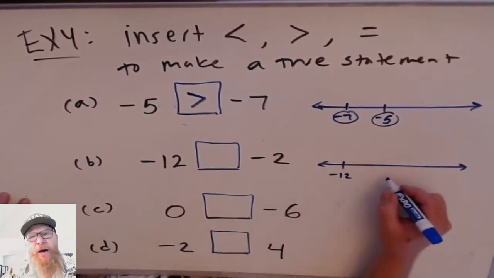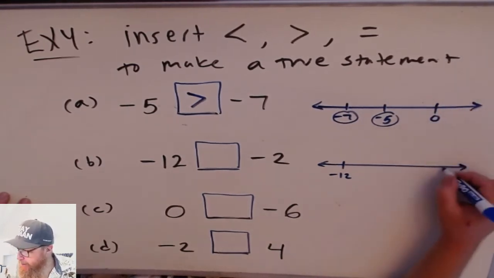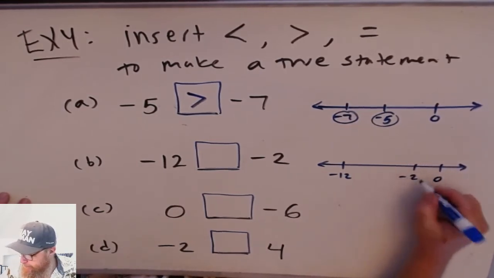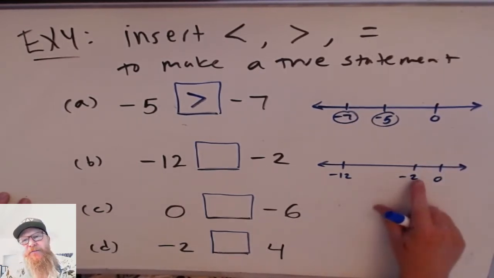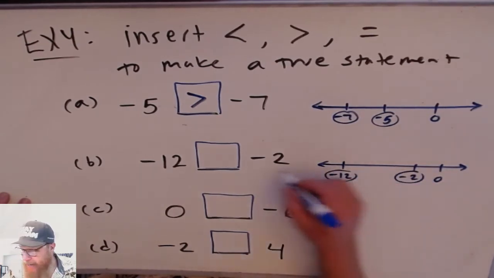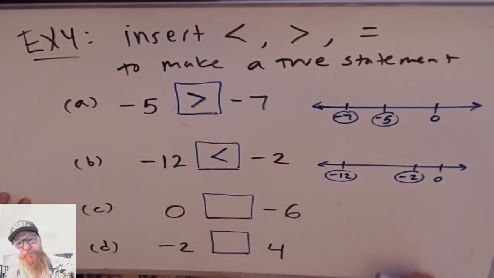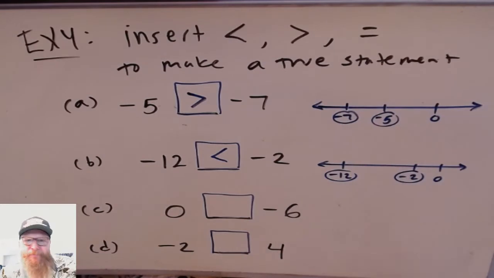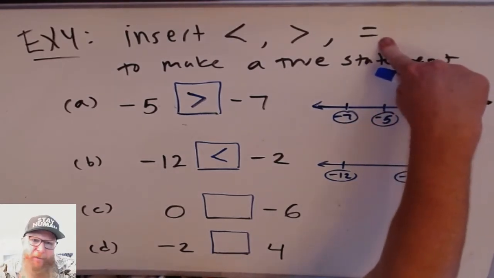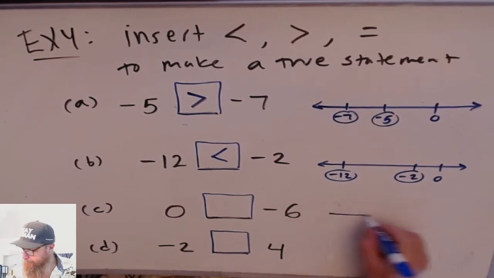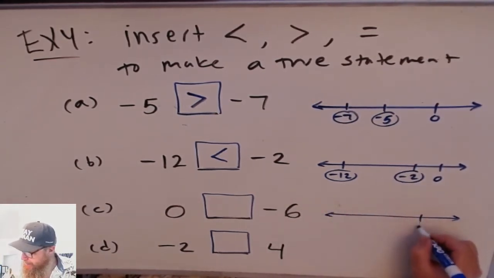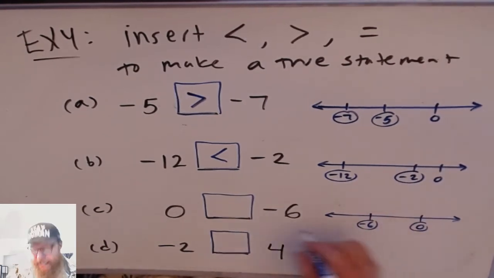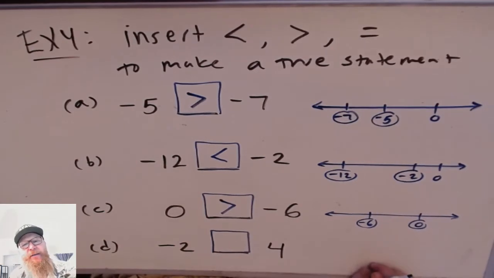All right, we got -12. Oh, by the way, 0 is way over here. So -12, -2. -2 lies to the right of -12, so -2 is greater. None of these are going to be equal. I give you the option, even though it's probably not going to be used this time. You got 0, you got -6. 0 lies to the right of -6, so 0 is greater.